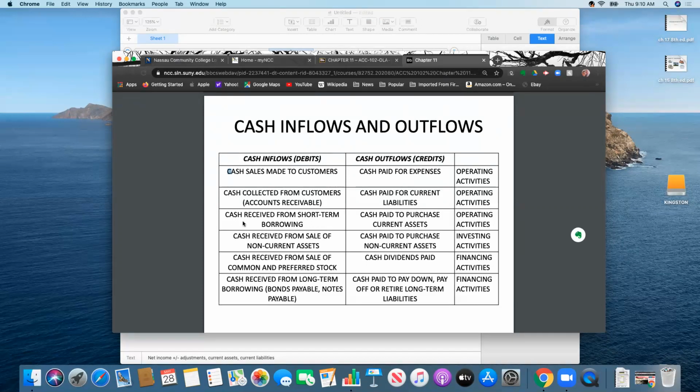Cash received from short-term borrowing. Debit cash, credit notes payable. Right? Remember, notes payable is one of those things. They could be short-term, they could be long-term, right? You need to pay attention. When you see notes payable, don't always assume it's one way or the other. So those are all operating activities.